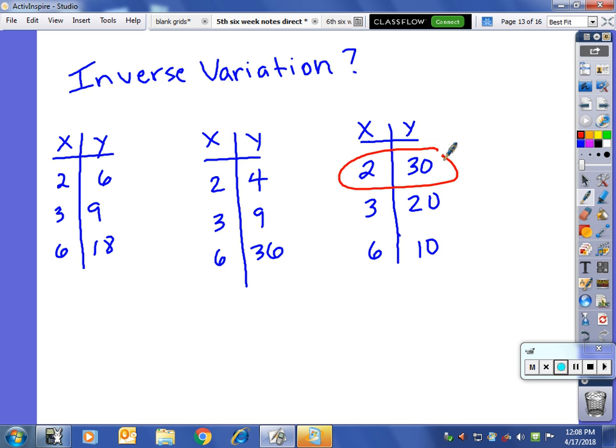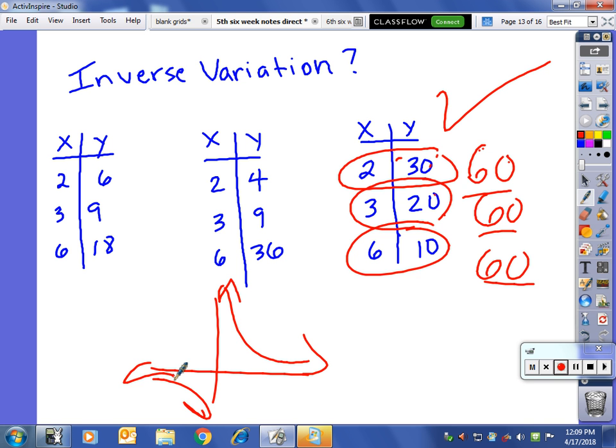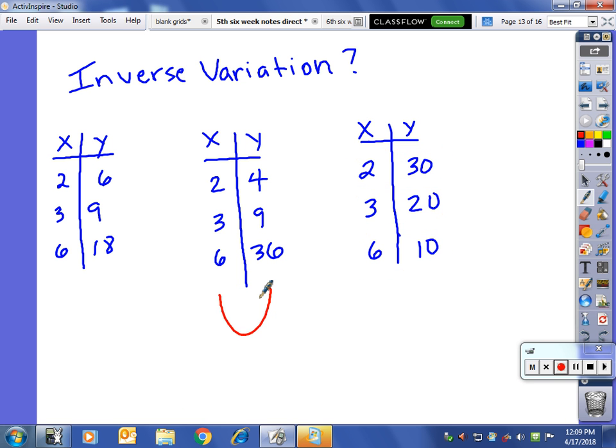Now look at this. What's 2 times 30? 60. What's 3 times 20? 60. What's 10 times 6? Do you see how the K value stays consistent? This is inverse variation. If you multiply your x and y and get the same amount every single time, then that is inverse variation. This is a parabola, and this is a line. This one is inverse variation.